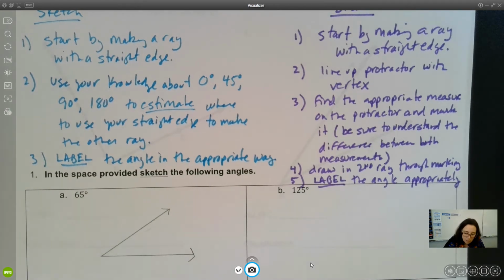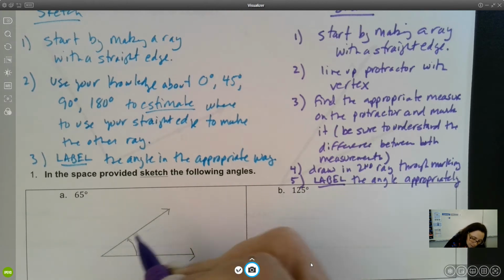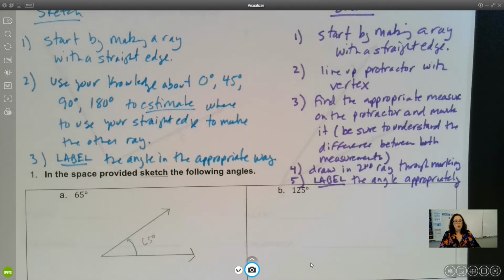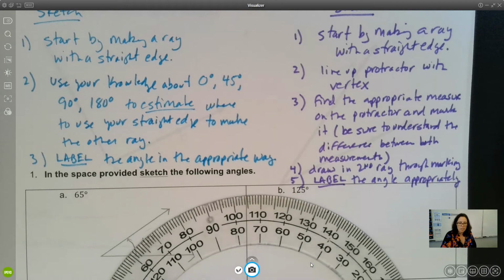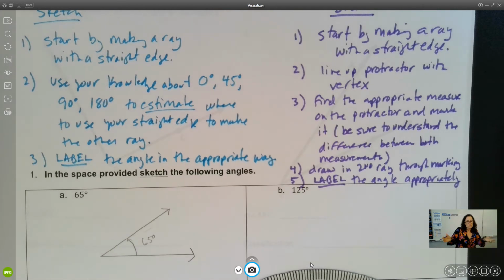Now labeling goes from here up, and that is 65 degrees. Now notice we did no measuring with this for the degrees. We sketched it. That means we're estimating, we're roughing.